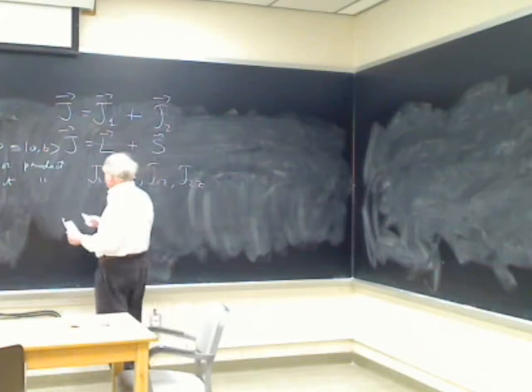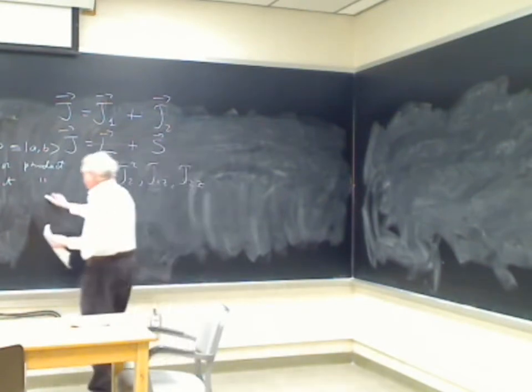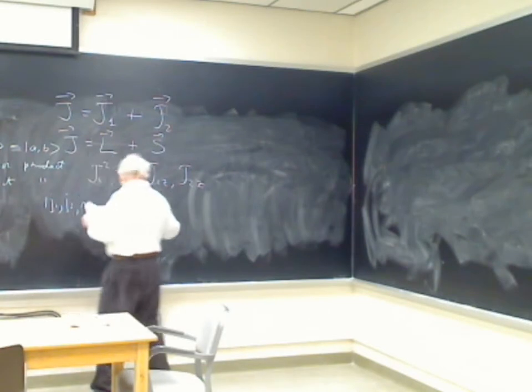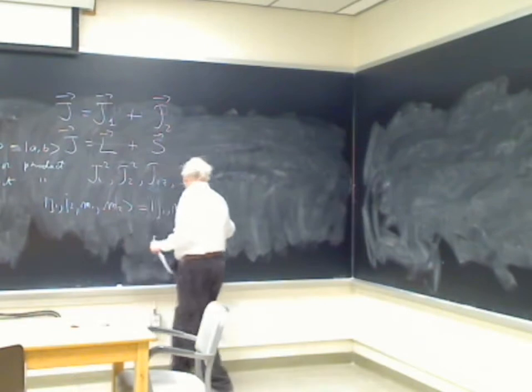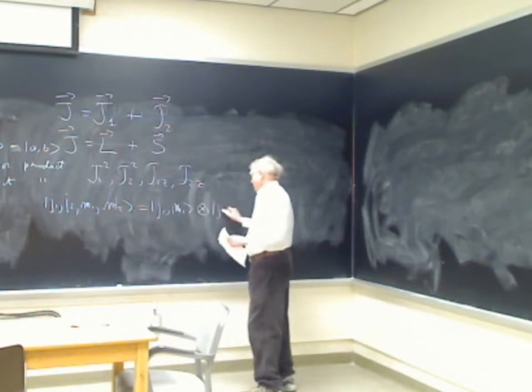Anyway, the eigenstates of this are the things we already know about. Basically, we can write them like this: J1, J2, M1, M2, and these will be J1, M1, direct product or tensor product with J2, M2.